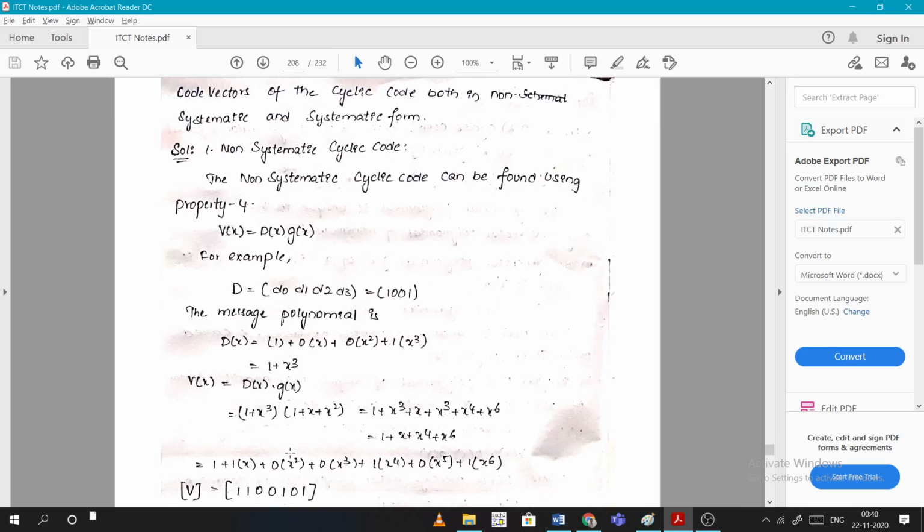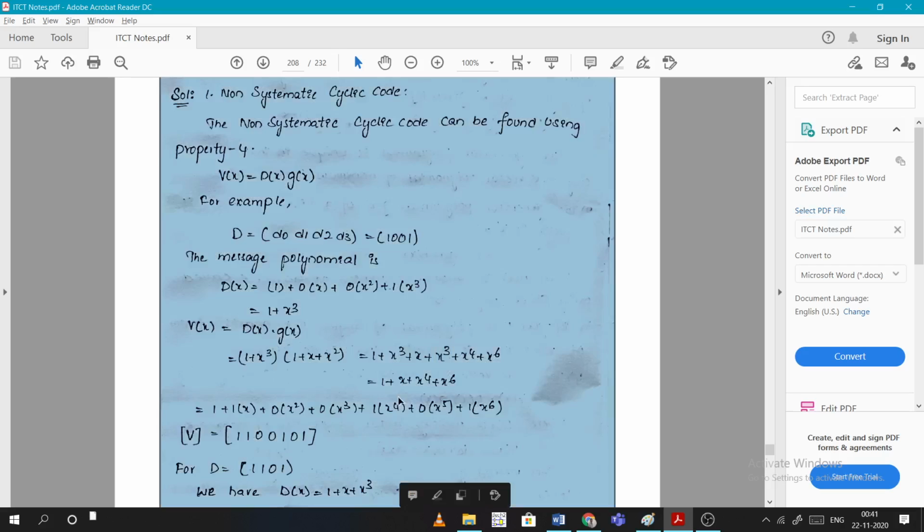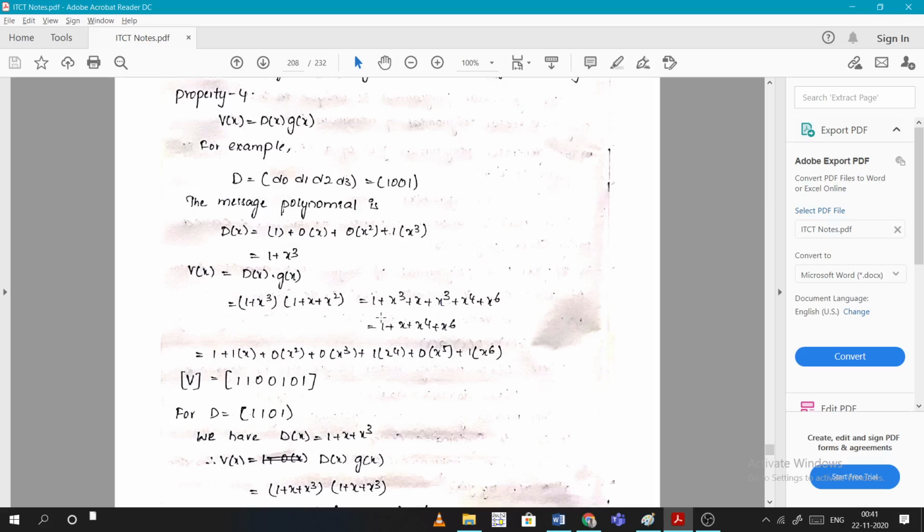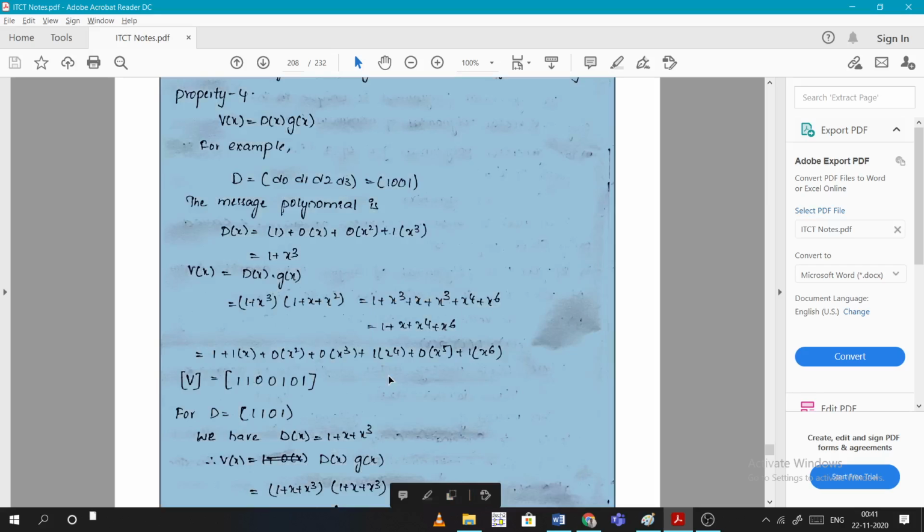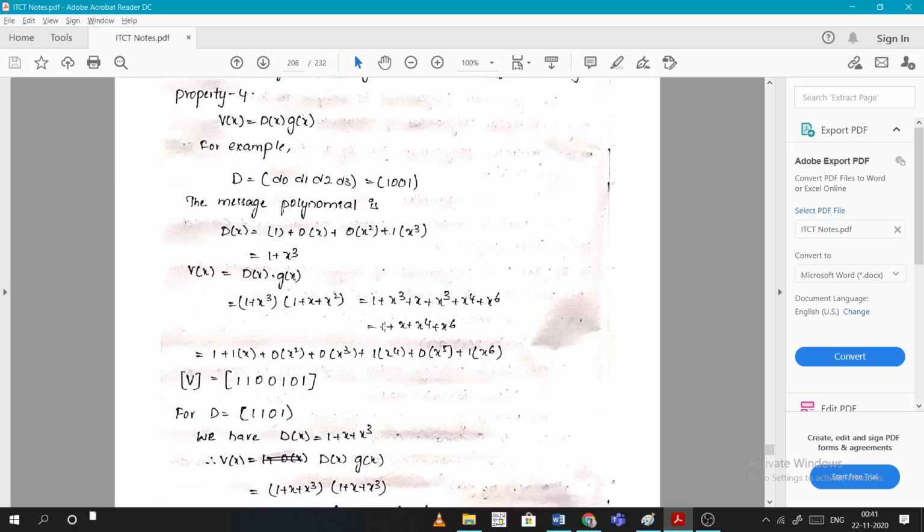The g of x is already given. We will do modulo-2 arithmetic multiplication. It is normal multiplication, but if a term repeats twice, you delete it. So x cube repeats, and these two x cubes become 0. In the same way we write the expression like this. Now this is the code vector, sorry, not yet a code vector.